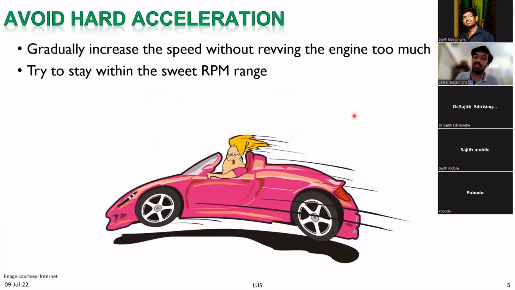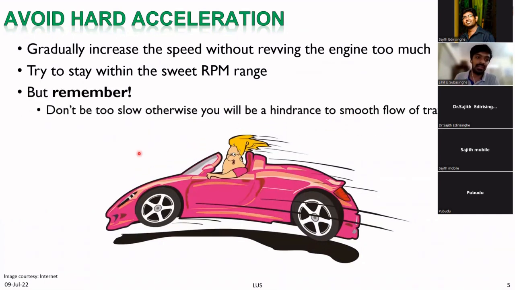Try to stay within the sweet RPM range. But remember, there is a very important thing: don't be too slow. Otherwise, you will be a hindrance to the smooth traffic flow. If there is a long tail just behind your car, and you are accelerating very slowly, you might save some fuel, but adversely, it will affect the people behind you. So if you have a very long tail, I must say be a bit considerate about the others.